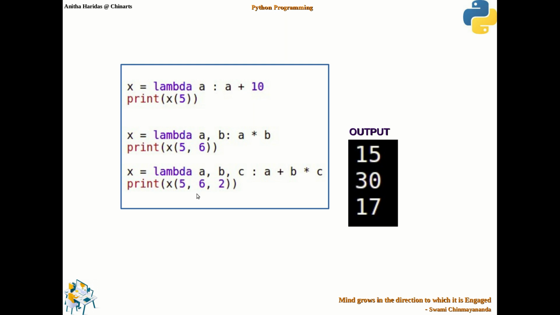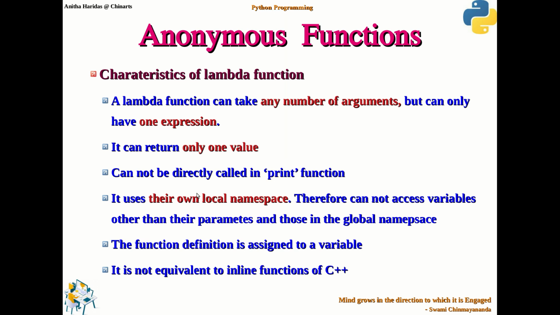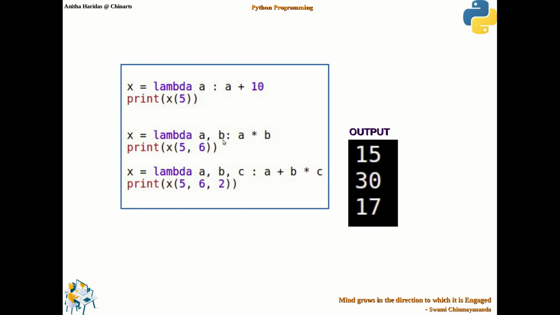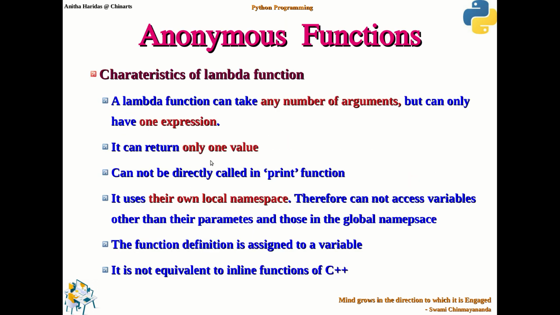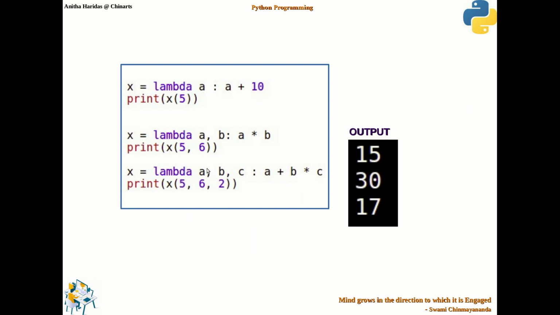Now let us go back to the characteristics of lambda function. The first one, lambda function can take any number of arguments, but it can take only one expression. So that is what you had seen here. It can take any number of arguments, but it is going to take only one expression. It can return only one value. Obviously, after evaluating the expression, it can return only one value, and it cannot be directly called in print function, right? But of course, that was in the earlier versions, but now you can directly call this lambda function.